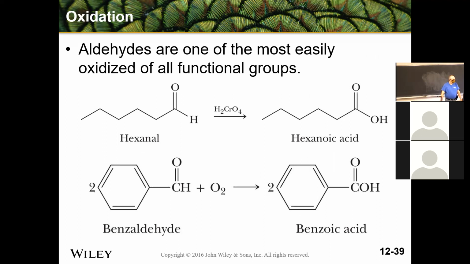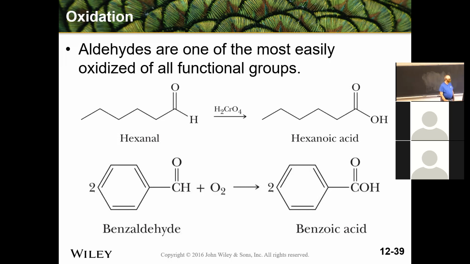Let's look at oxidation next. In an earlier chapter, we looked at oxidation of alcohols. Primary alcohols can be oxidized to aldehydes. If we use PCC as our oxidizer, we can stop at the aldehyde. But if we use chromic acid or KMnO4, it goes all the way to the carboxylic acid.